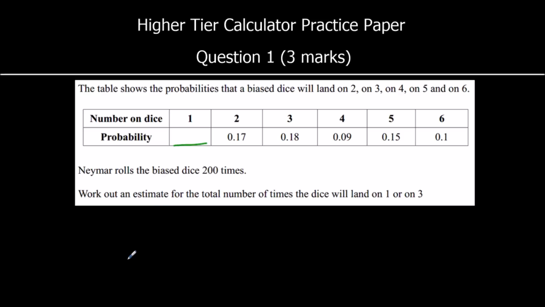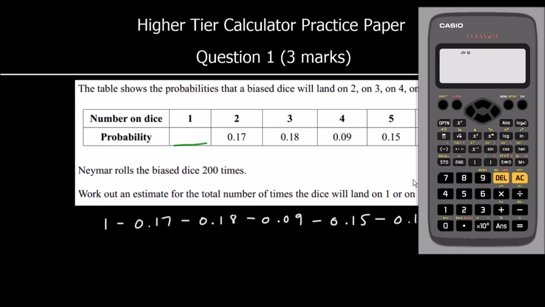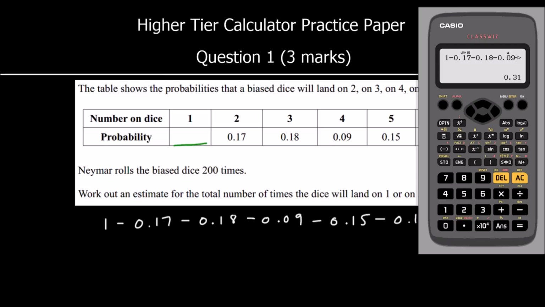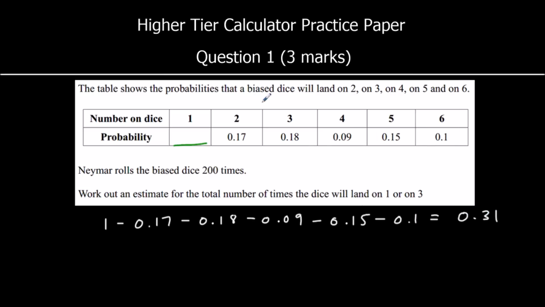So if we do 1 minus all of the probabilities that we have, we'll get the probability of a 1. So we just type that into the calculator. And we get 31 over 100, or 0.31. So that's the probability of getting a 1.